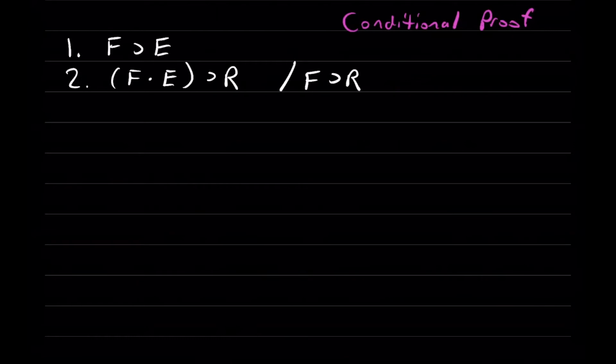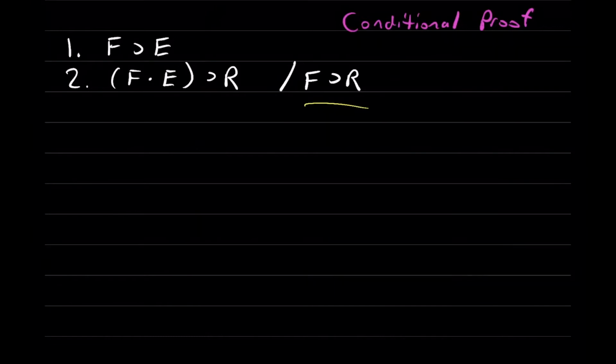F implies E. The second premise says if F and E, then R, and we're just trying to show this conclusion, F implies R. So what I noticed right off the bat in light of the new rules is that this conclusion, F implies R, is a conditional, which means you can almost immediately think you're going to use a conditional proof here. So what I'm going to do, I'm going to add an indented line right here, starting with line 3. I'm just going to give myself a couple lines there.